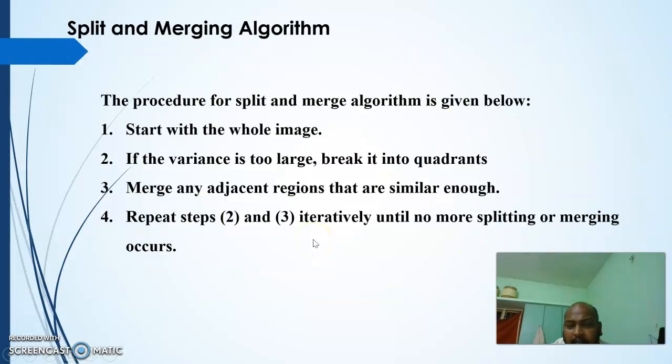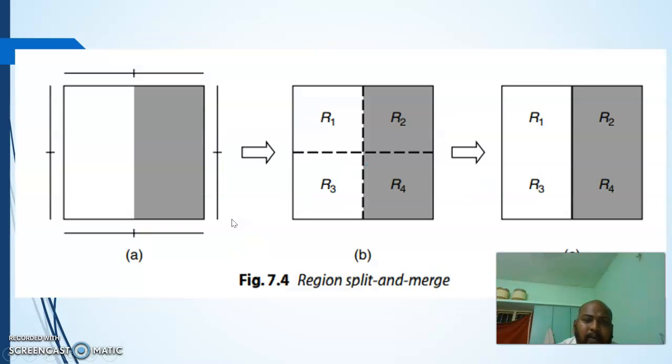This is the way we follow, and based on that we have created the splitting and merging algorithm. That is the process of split and merge. We start with the whole image. If variance is too large, we break it into quadrants, then merge at a similar level. These steps are repeated again and again. This is the approach we follow in region splitting and merging. So these are the two techniques we follow in the region-based approach.